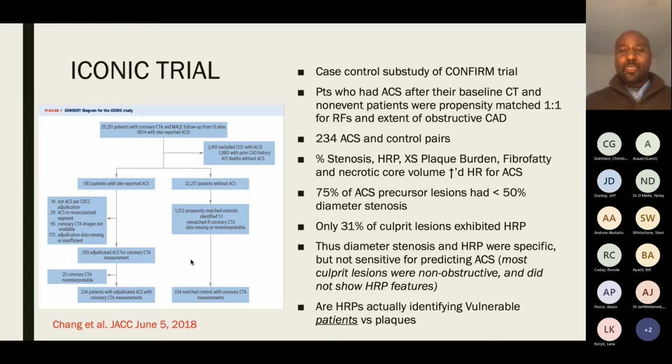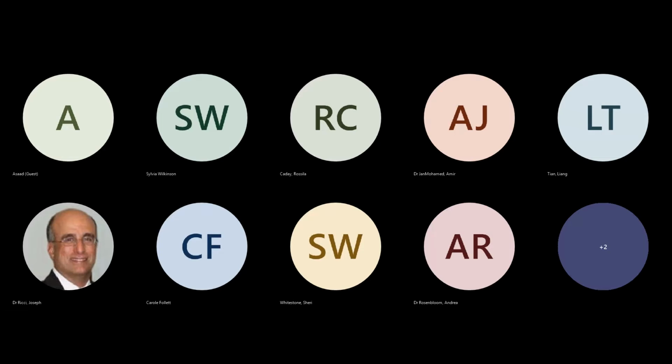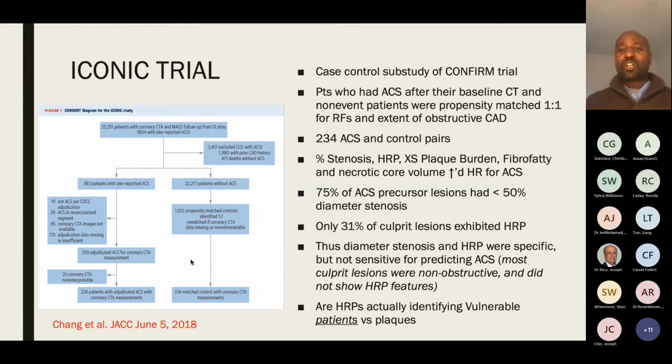And in this study, they found that percent stenosis and high-risk plaque features are not very sensitive for predicting ACS. And so because again, most culprit lesions were non-obstructive and they didn't show high-risk plaque features. So when you see it, it's worrisome, but it's not necessarily predictive, and it sort of makes the case that perhaps these high-risk plaques are more identifying a vulnerable patient who's prone to plaque rupture events in the coronary vasculature, as opposed to vulnerable plaque.